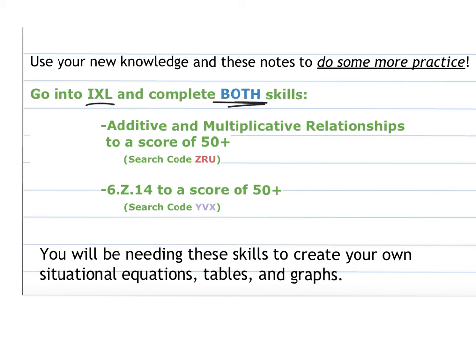I think we were actually going to change this, and if you can't find that, then your alternate could be 6Z16, but then you will also do 6Z14. So they could be this one or this if you can't find it. You're going to get each of those to 50 plus. You'll be needing these scores to create these skills that we just did to create your own situational equations, tables, and graphs coming up. Good luck.